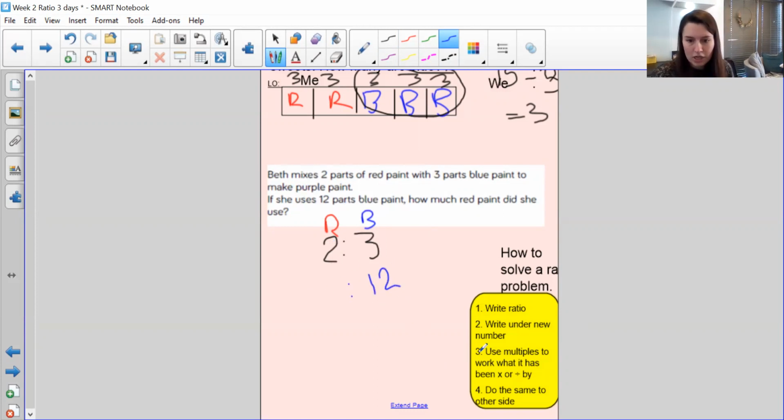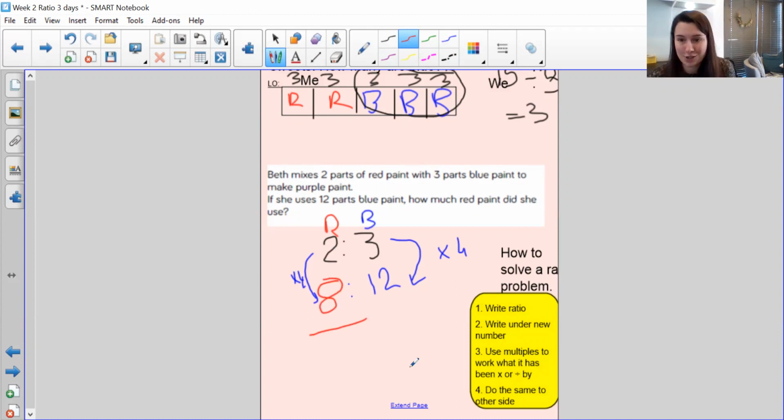That's our missing number. So use multiples to work out what has been times or divided. So here we are. That has been times by 4. That's the same as we do with fractions. And therefore, we have to do the same to the other side, times it by 4. We change to red for the answer because 2 times 4 is 8. Hopefully you got that if you paused.